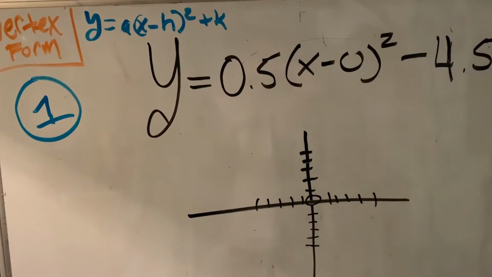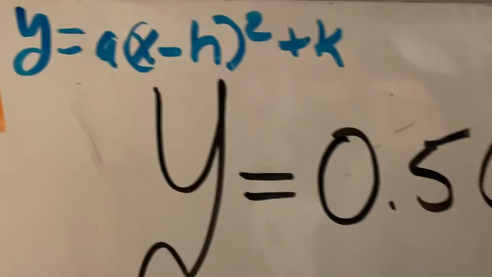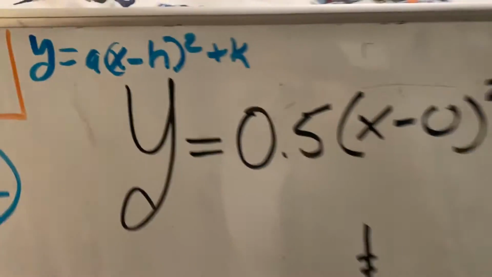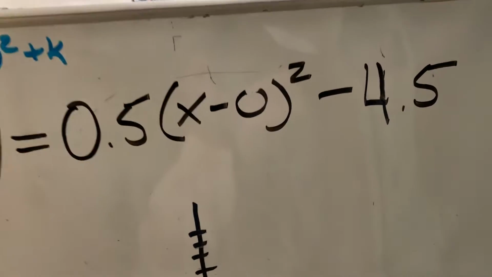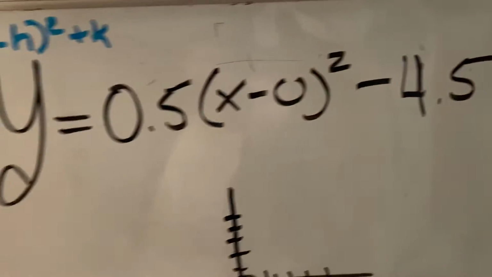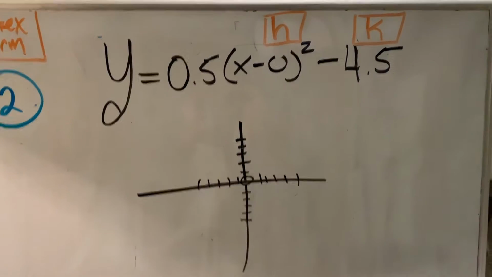Alrighty, part 1 for vertex form is choosing the equation. So first of all, vertex form is y equals a(x minus h) squared plus k. I decided to go with y equals 0.5(x minus 0) squared minus 4.5. So that's part 1.